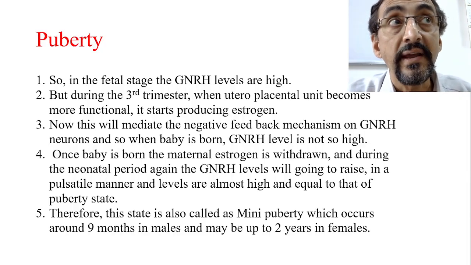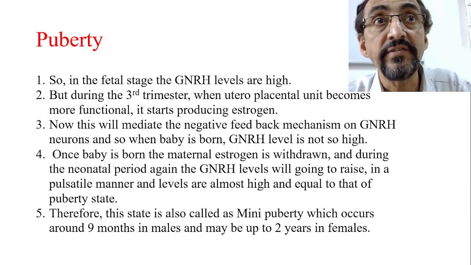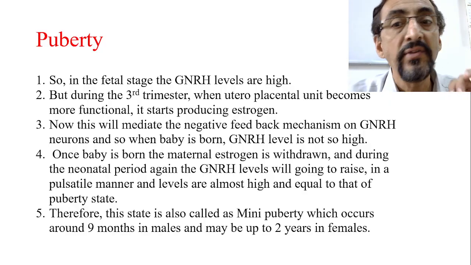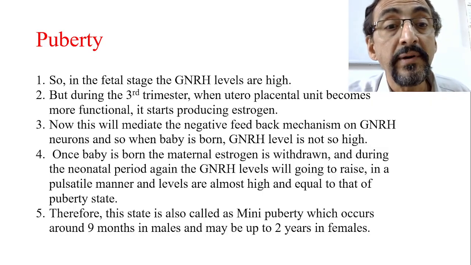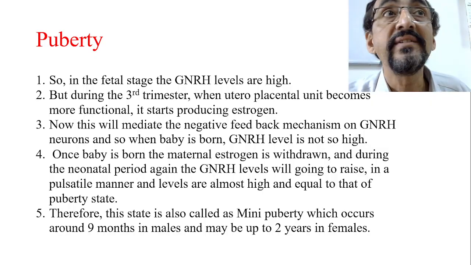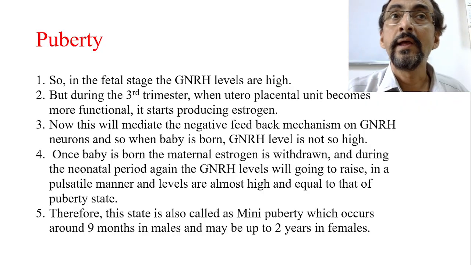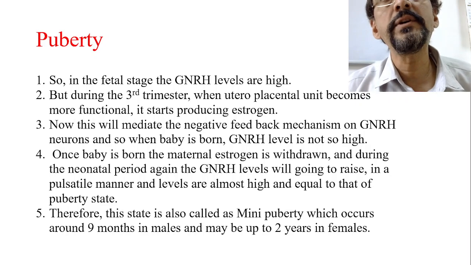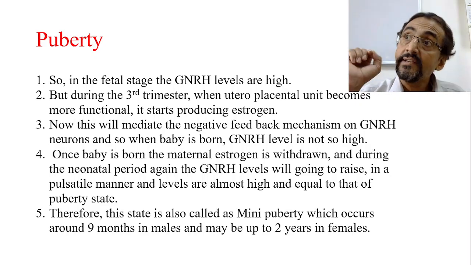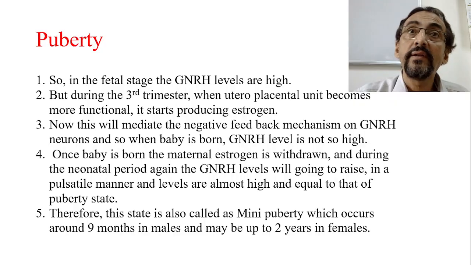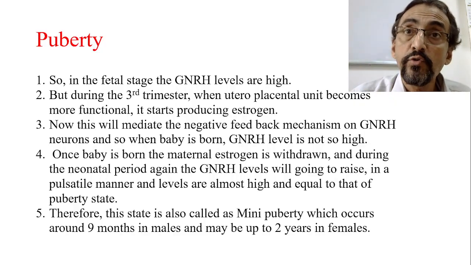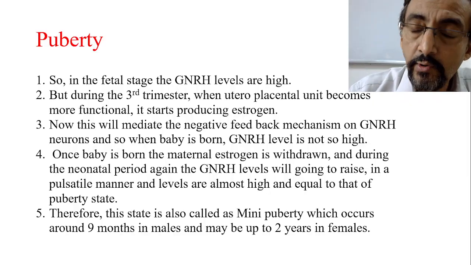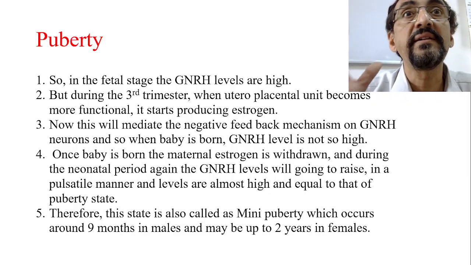Therefore, this neonatal or infantile state is also called mini puberty. That's the reason why it is called mini puberty, which occurs up to around 9 months in males and maybe up to 2 years in the case of females. The reason is, just like puberty, the gonadotrophin levels are very, very high, and at times it also produces gonadotrophin just like the puberty in a pulsatile manner.